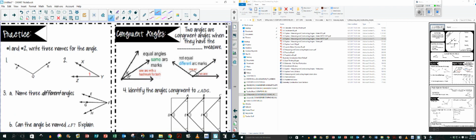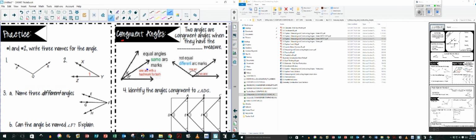All right, so let's practice. So number 1 and 2, write 3 names for each angle. So how are we going to write the name of number 1? So I could call this angle Q. And I can call it angle Q because there's only one angle Q. I could also call it angle PQR. I could also call it angle RQP.